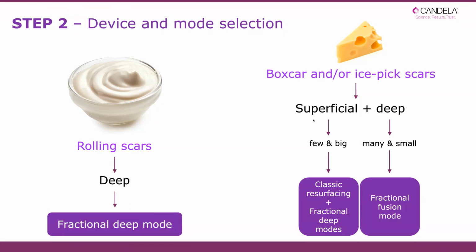If we have a few and big scarring, we're going to use the core system in its classic resurfacing mode, and after that in its fractional deep mode. So we can reach both depths simultaneously, okay? On the other side, if we have many ice pick or boxcar scarring and they are very small and widespread, we're going to do a general treatment with fractional fusion mode, because with the ring of the fusion mode, we're going to treat the superficial scarring, and with the core of the fusion mode, we're going to treat the deep scarring of it, okay? So this is a general algorithm to treat acne scarring with a core system.